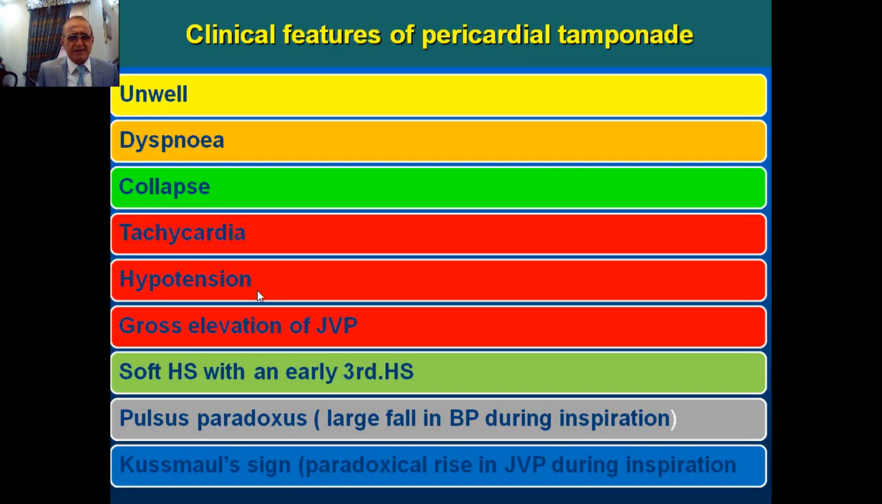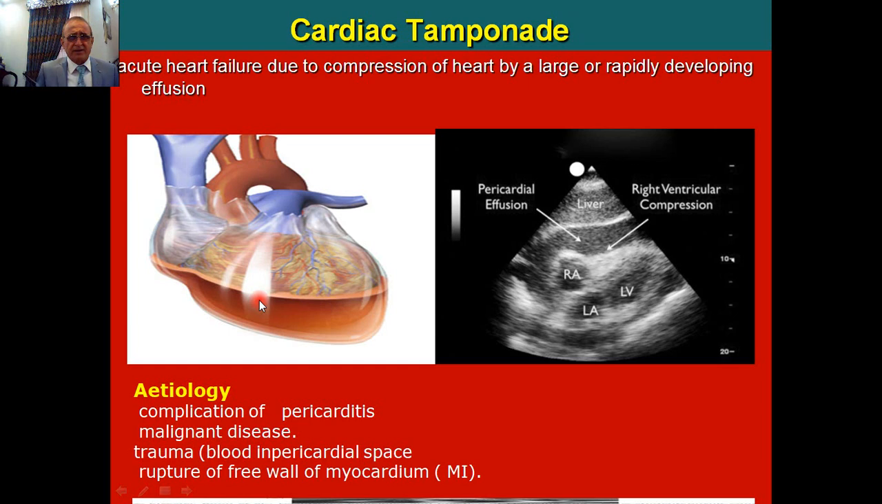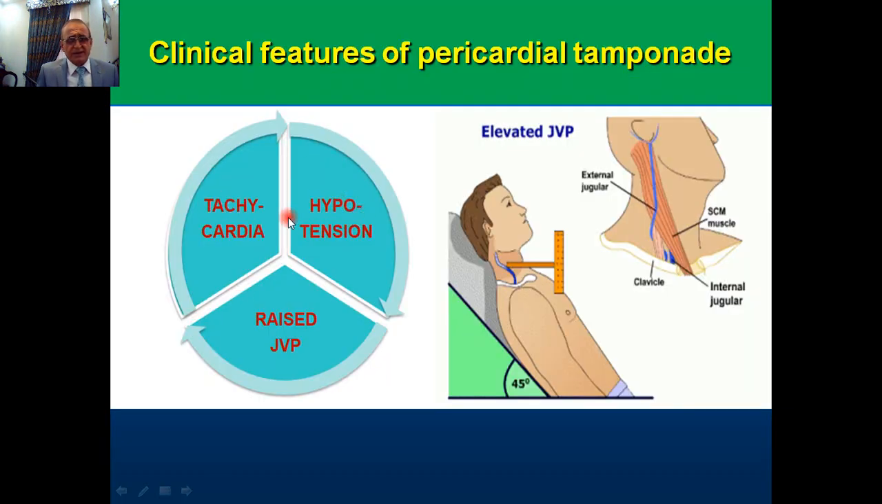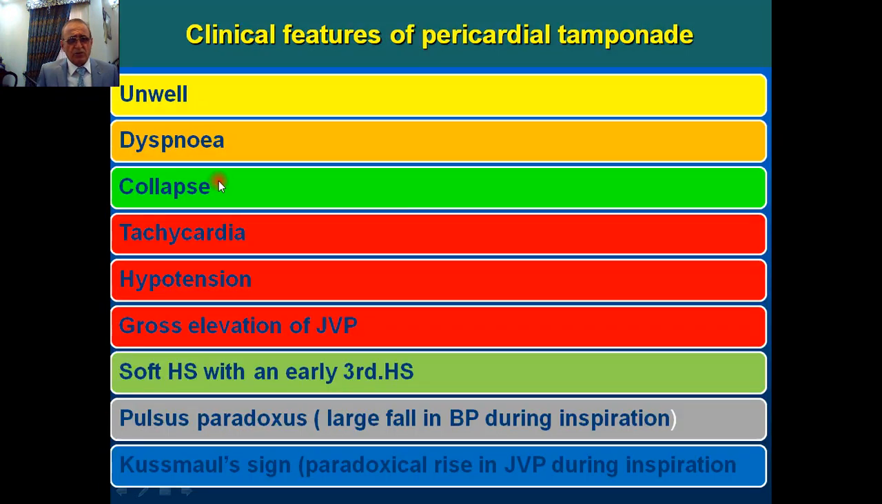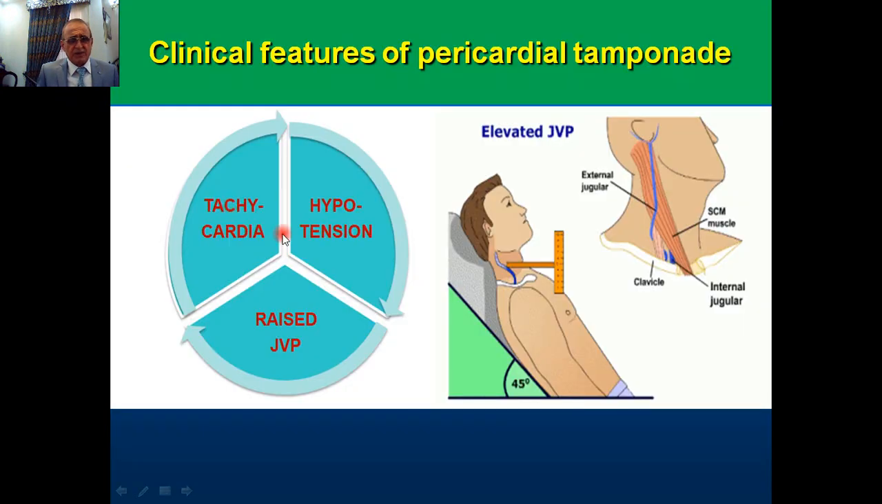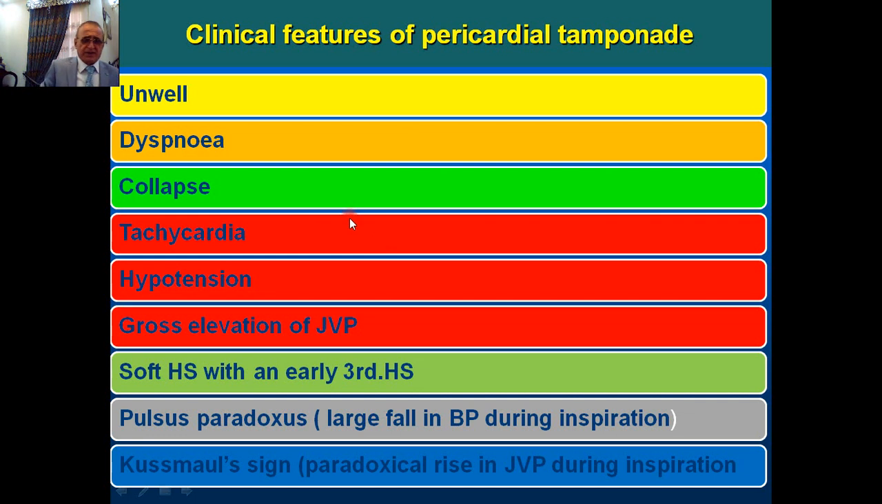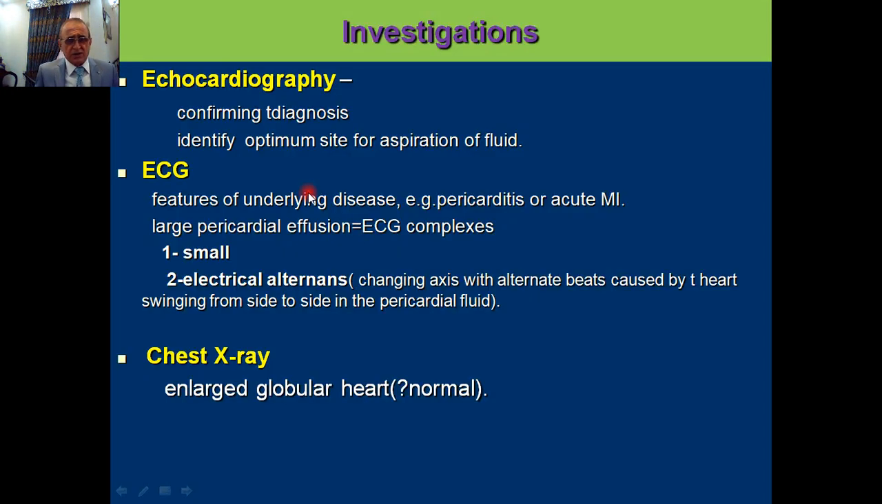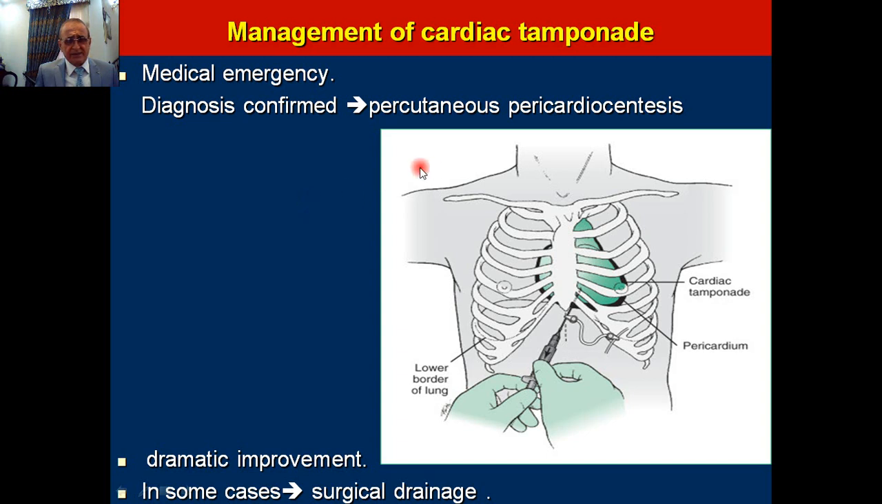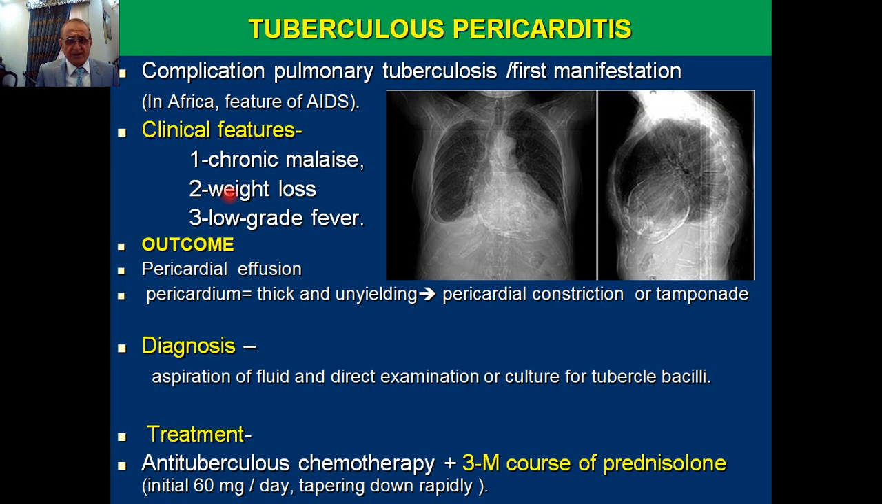So to summarize this important entity, cardiac tamponade actually is pericardial effusion, which is a bit large or rapidly accumulating. The etiology is the same as acute pericarditis, but sometimes malignant disease, trauma, etc. The clinical features: a patient who looks unwell, dyspneic, with tachycardia, hypotension, a raised JVP, distant heart sounds, pulsus paradoxus, and Kussmaul sign. Echo is confirmative, and the treatment of choice is aspiration of the fluid, pericardiocentesis.